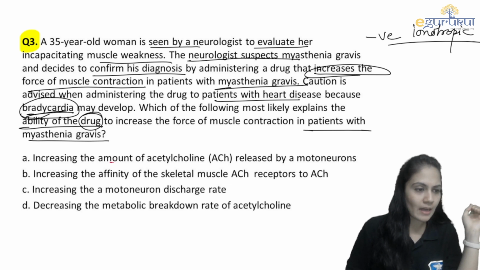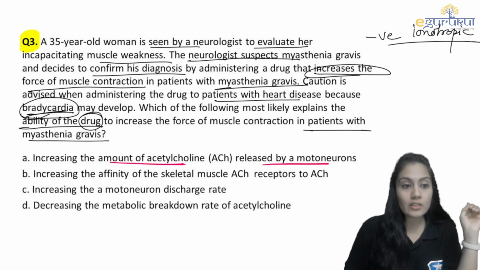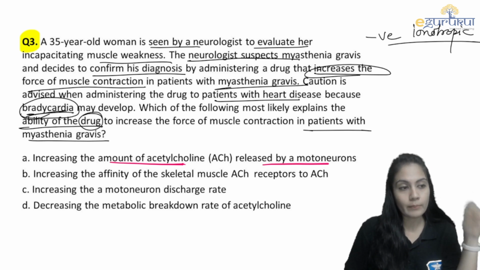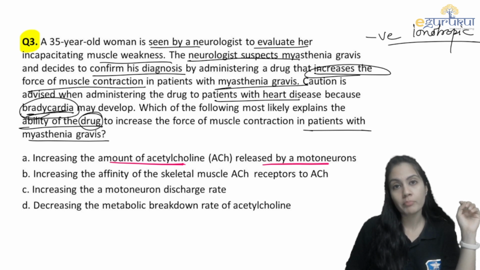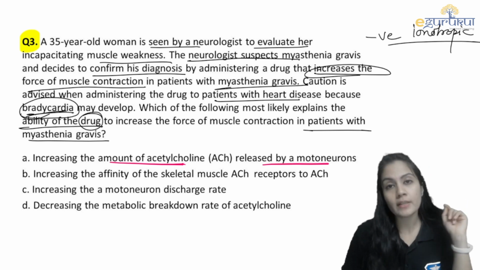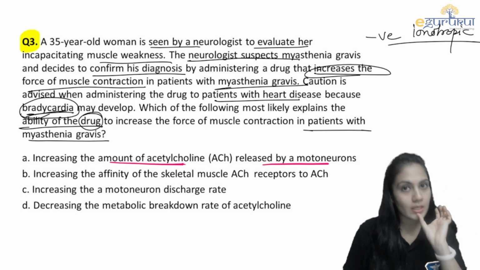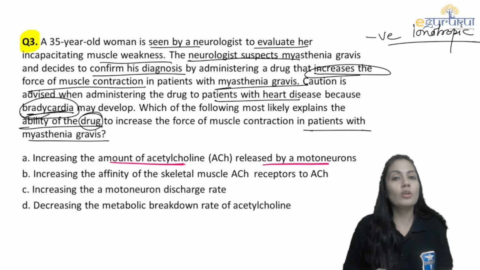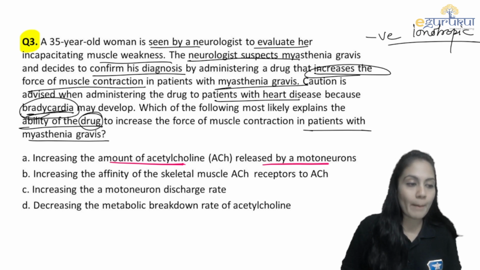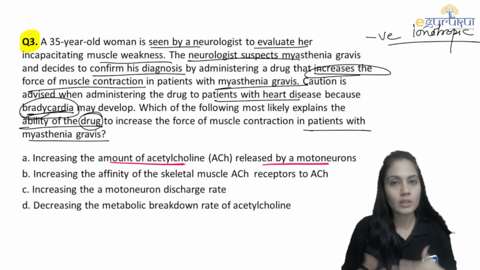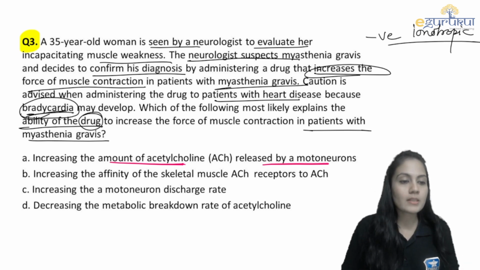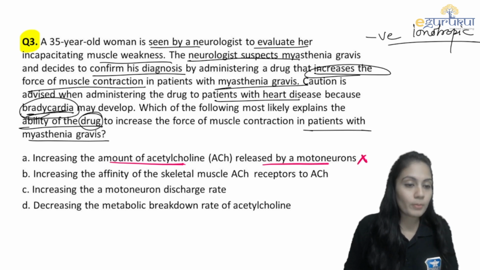First is increasing the amount of acetylcholine released by the motor neuron. See, myasthenia gravis is not a problem in the release of acetylcholine. It is the antibodies, an autoimmune disease. The antibodies block the receptors, so they are sitting where the acetylcholine should sit, right? So obviously there is no problem in the amount of acetylcholine, but the problem is that they are blocking the receptors. So this cannot be the answer.